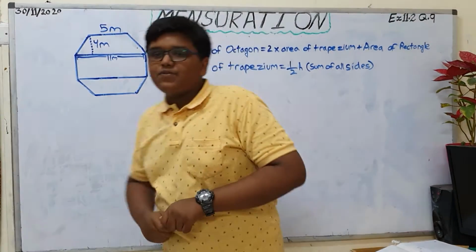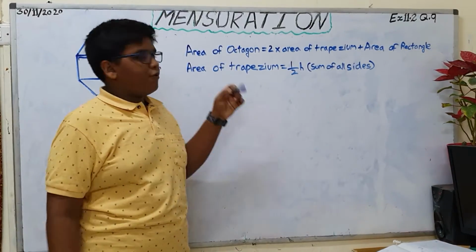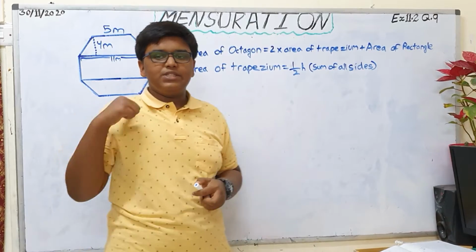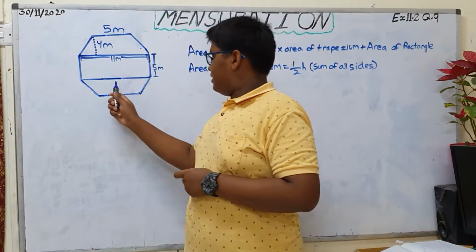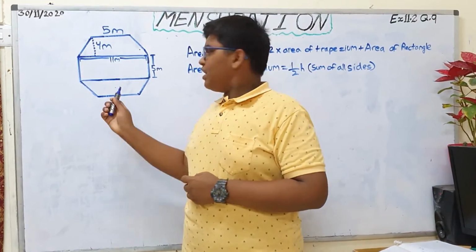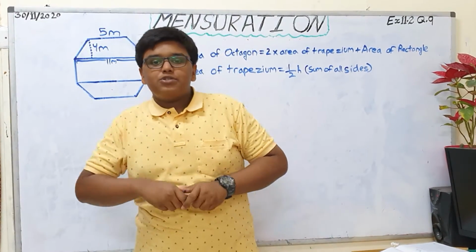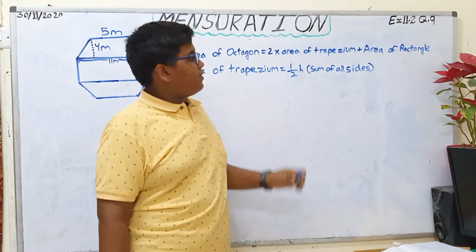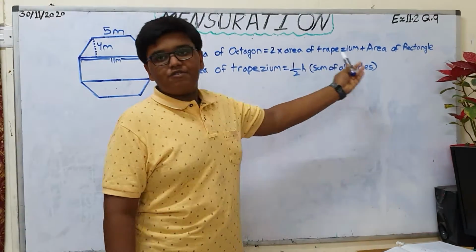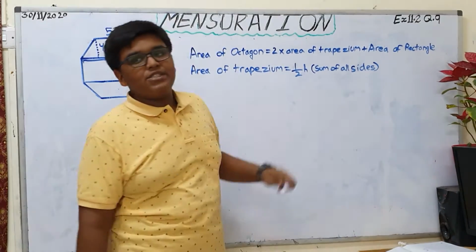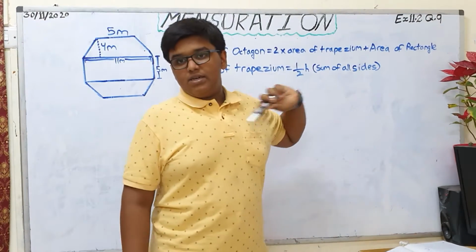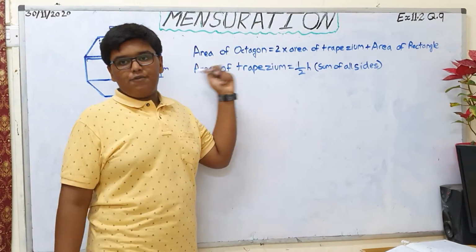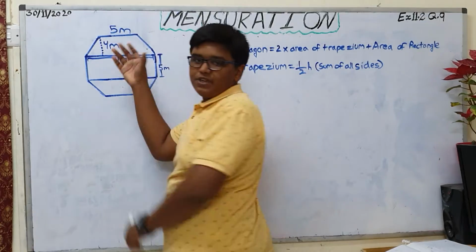Now what we have to do for finding the area of octagon is equals to 2 into area. Now why did we get this 2 into? This 2 into we got by these two trapeziums. We have two trapeziums, so we are going to do 2 into these trapeziums. Now plus area of rectangle. So first what we will do, we will find the area of trapezium. Then we will multiply it by 2. Then we will add it to the rectangle, for getting the area of octagon, this whole figure.